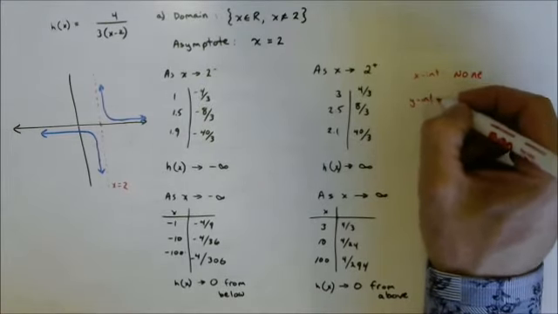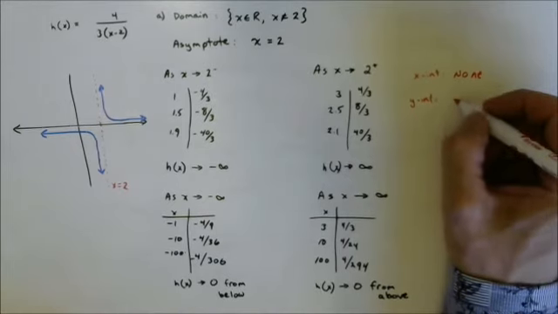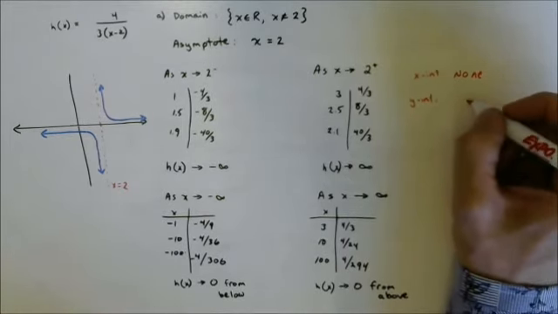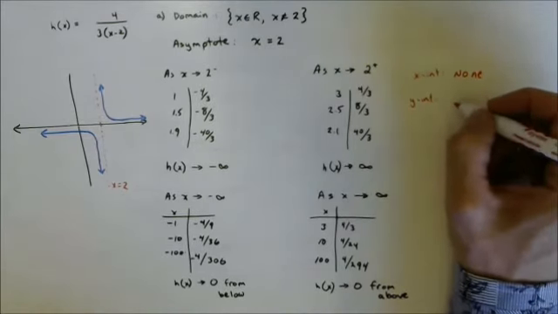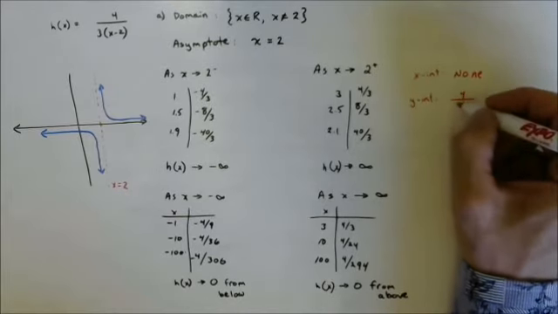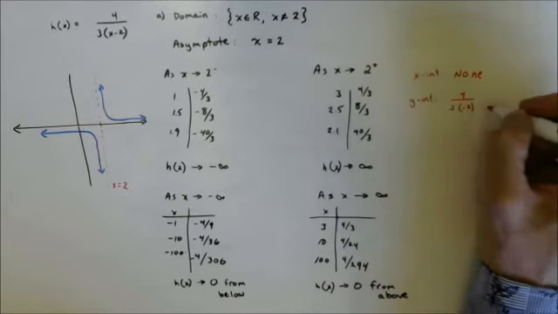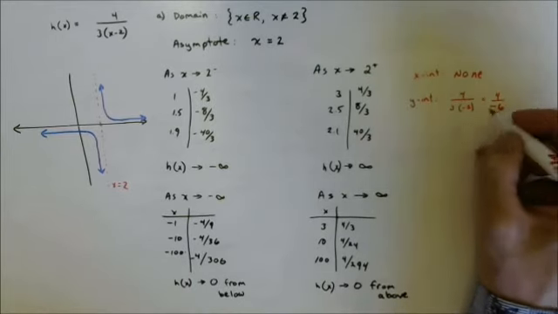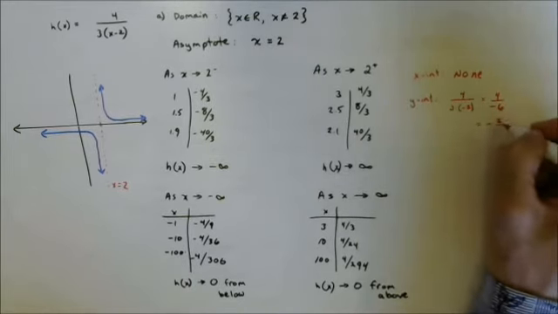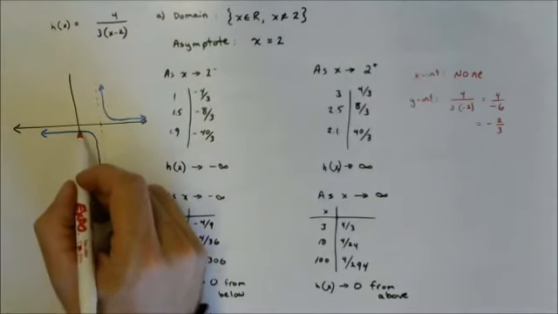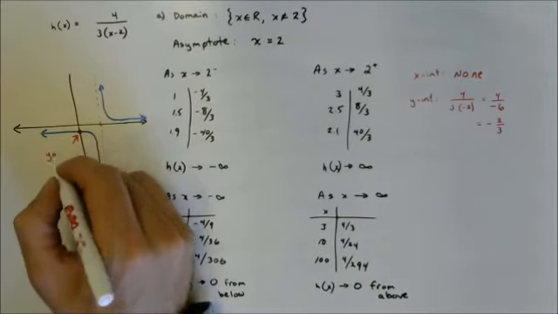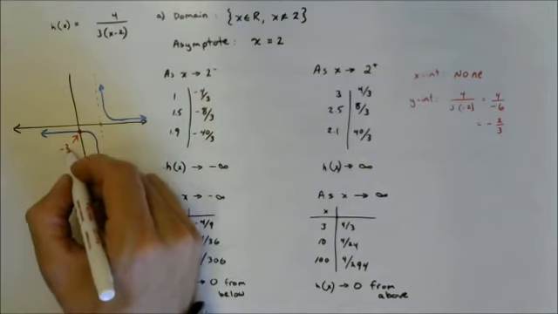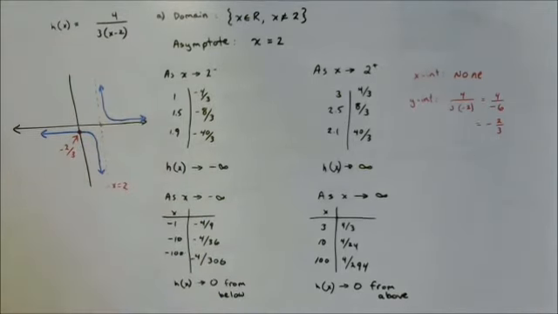Y-intercept happens if we sub in 0 for x and then simplify. So we'd have 4 over 3 times -2, which is 4 over -6, which is -2/3. So we could add that. That y-intercept is right there. That's -2/3. And the range.